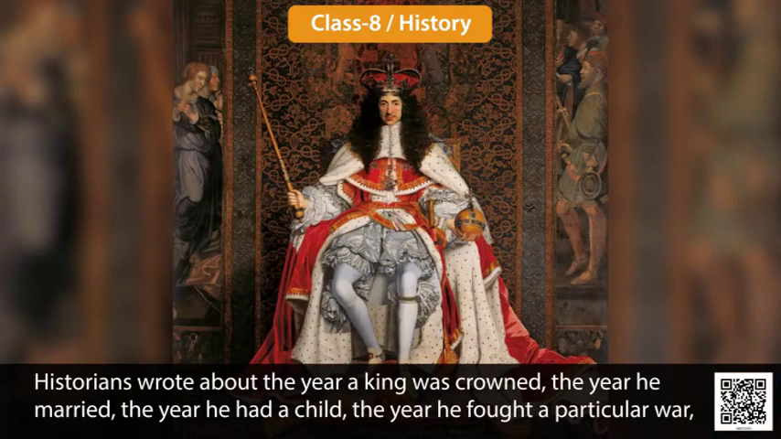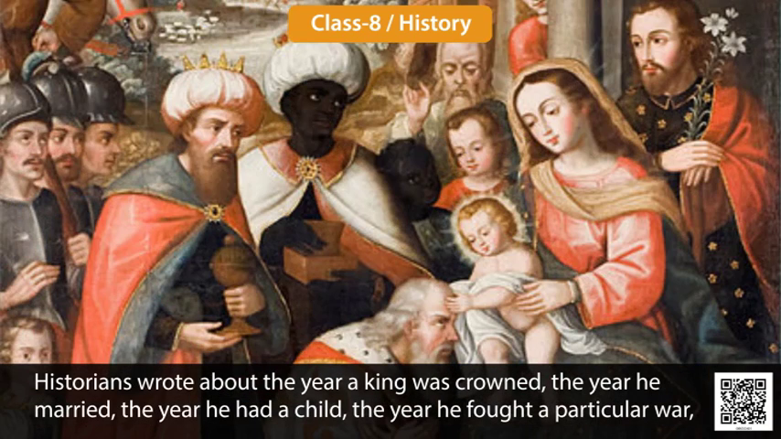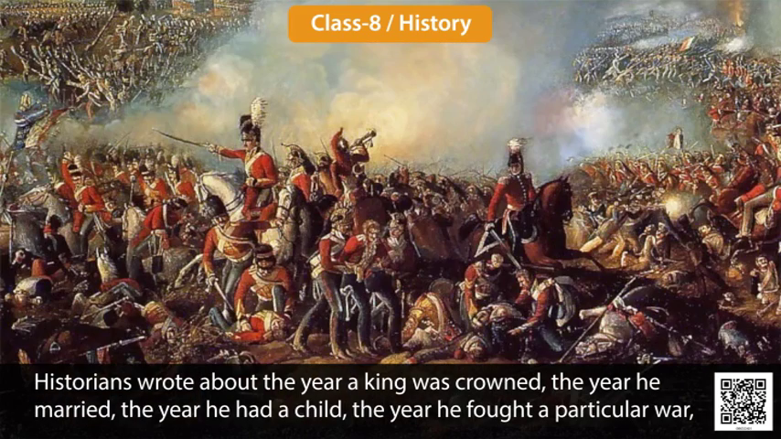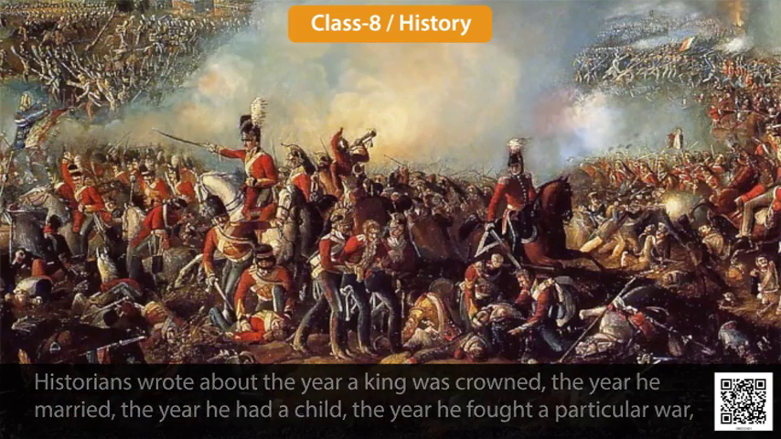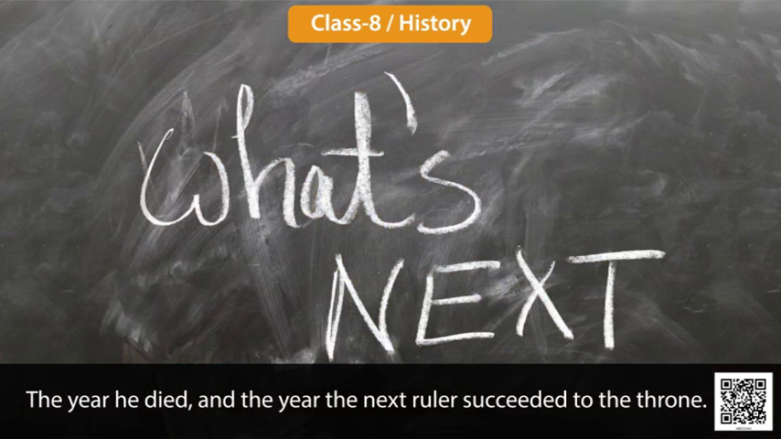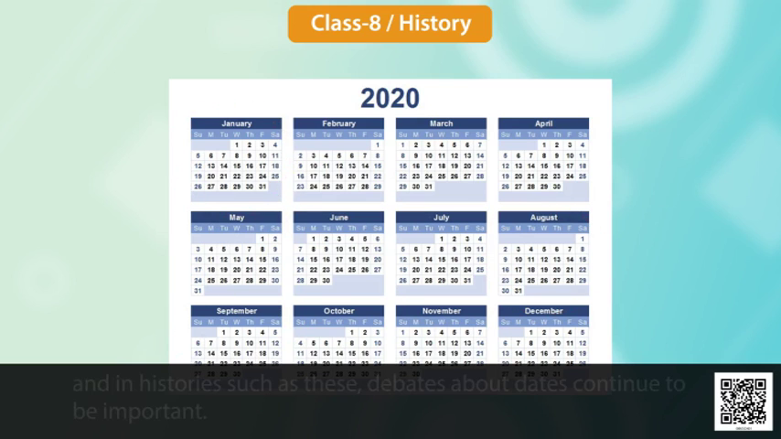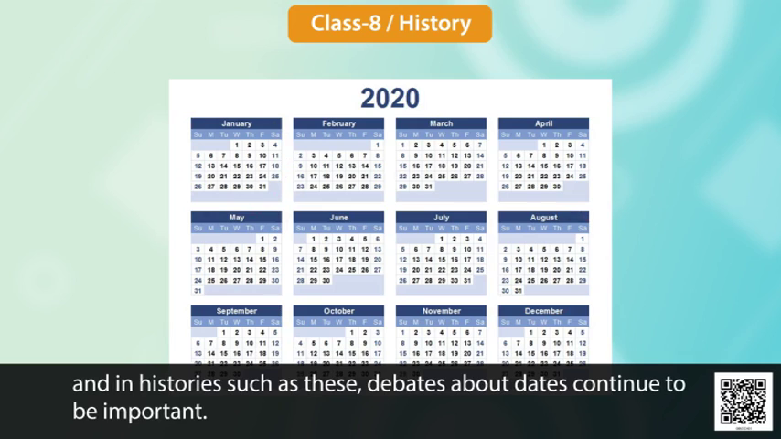Historians wrote about the year a king was crowned, the year he married, the year he had a child, the year he fought a particular war, the year he died, and the year the next ruler succeeded to the throne. For events such as these, specific dates can be determined. And in history such as these, debates about dates continue to be important.